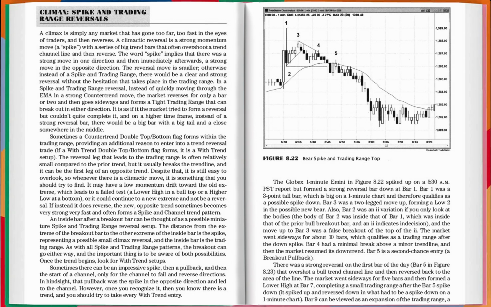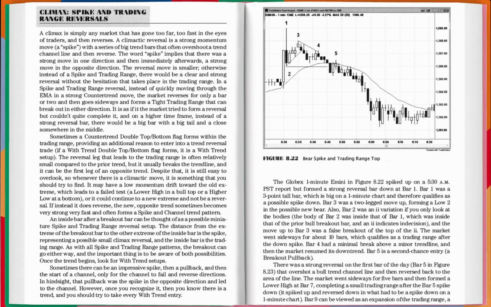The Globex 1-minute E-mini in figure 8.22 spiked up on a 5:30 a.m. PST report, but formed a strong reversal bar down at bar 1. Bar 1 was a 3-point tall bar, which is big on a 1-minute chart and therefore qualifies as a possible spike down. Bar 3 was a 2-legged move up, forming a low 2 in the possible new bear.